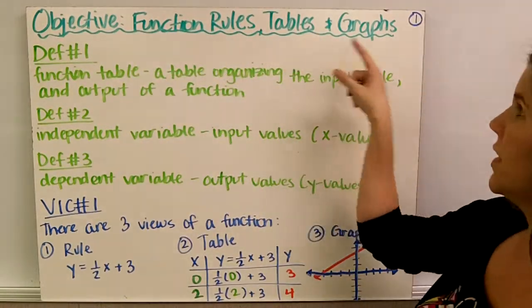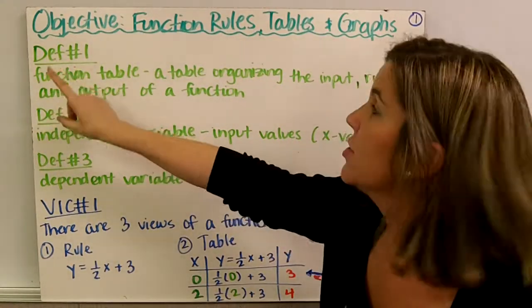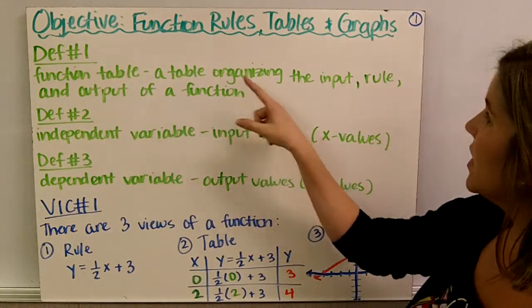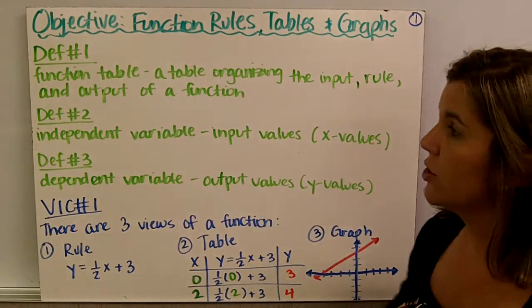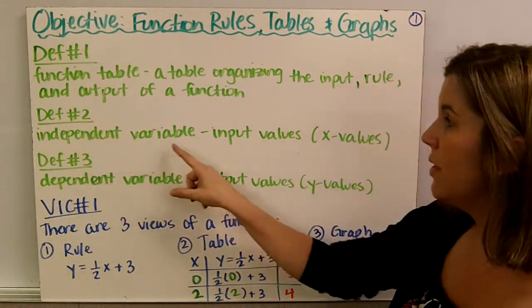Objective: function rules, tables, and graphs. A couple of definitions. Definition number one, a function table is a table organizing the input, the rule, and the output of a function. Definition number two, the independent variable.